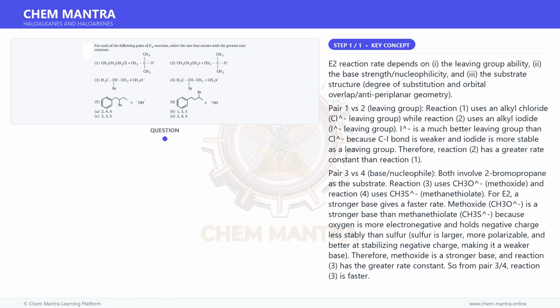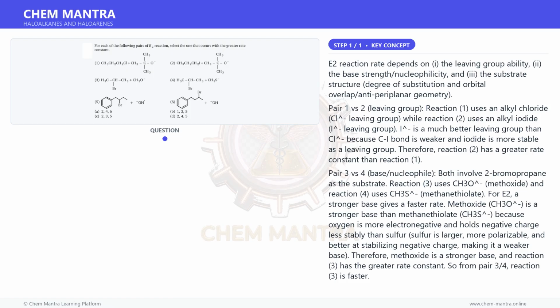Pair 1 versus 2, leaving group. Reaction 1 uses an alkyl chloride, Cl leaving group, while reaction 2 uses an alkyl iodide, I leaving group. I is a much better leaving group than Cl because the C-I bond is weaker and iodide is more stable as a leaving group. Therefore, reaction 2 has a greater rate constant than reaction 1.